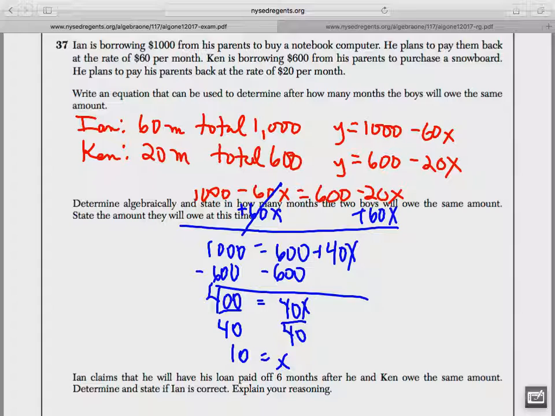Now, Ian claims that he will have his loan paid off 6 months after he and Ken owe the same amount. That's basically 16, right? Yes, so let's see if Ian is correct. So let's plug in 16. It would be 1,000 minus 60 times 16. And I believe 60 times 16 is 960. So that'd be 1,000 minus 960, which is 40. So no, it wouldn't be paid off. He would still owe 40 bucks.